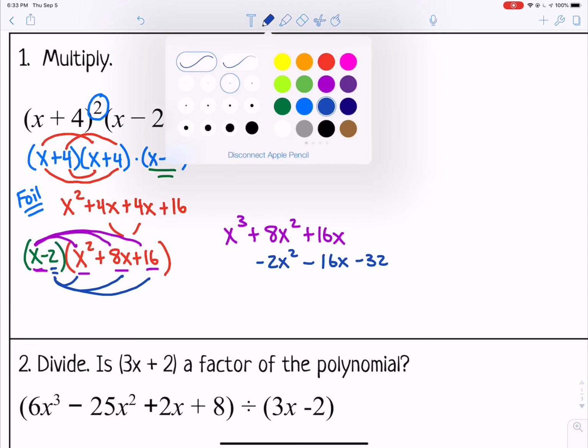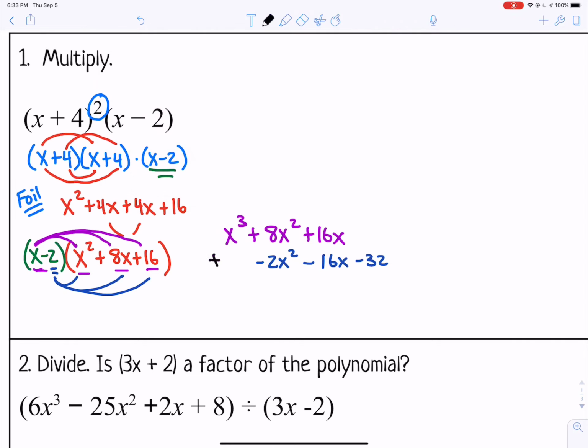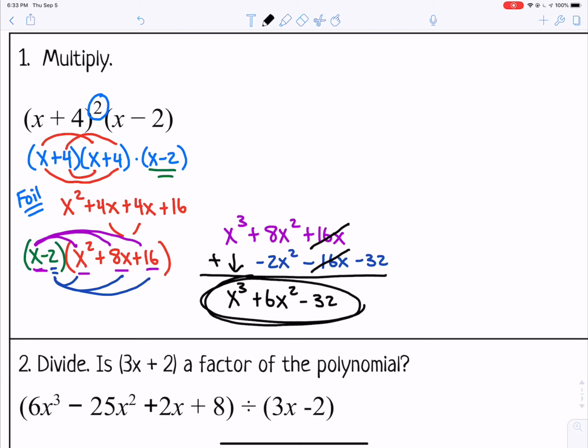And then you want to add all that together. Combine like terms. So we have to bring down x cubed because it doesn't have anything that matches. We have 8x squared minus 2x squared, because it's 8x squared plus negative 2x squared, whichever way you want to think about it. So we get 6x squared. 16x minus 16x would just cancel out, and then we have a negative 32 we could bring down. So then that is your final answer. So it took 2 rounds of multiplying.